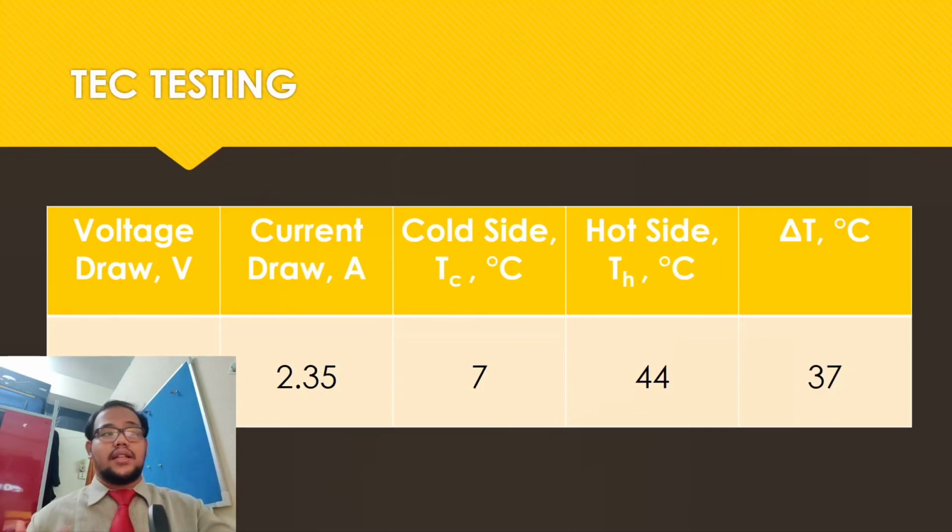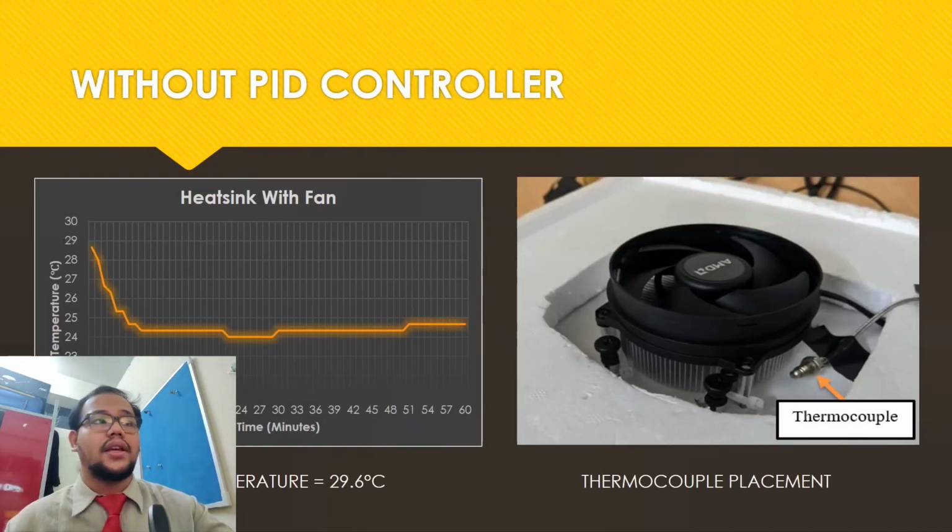After testing the TEC module, this is the result that we get. The voltage draw is 12.12 volts. The current draw is 2.35 amps. The cold side, inside the insulated box, can go down to 7 degrees Celsius. The hot side can go up to 44 degrees Celsius, and the delta between the two is 37 degrees Celsius.